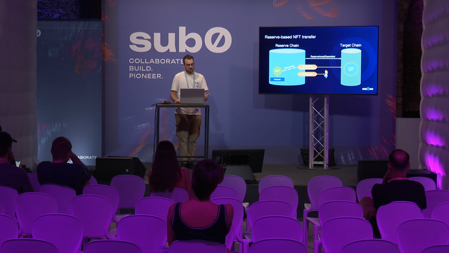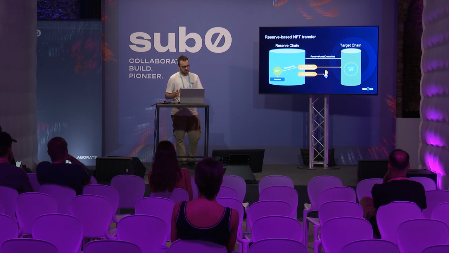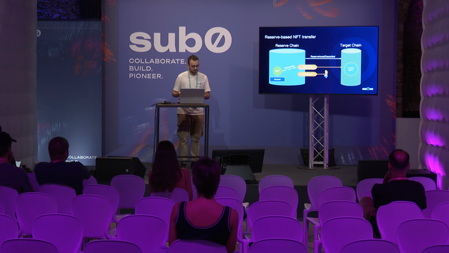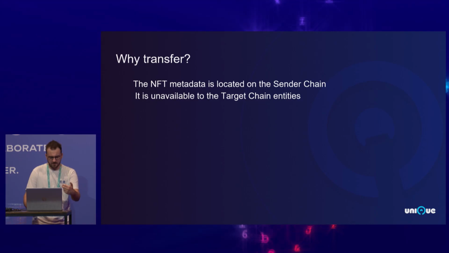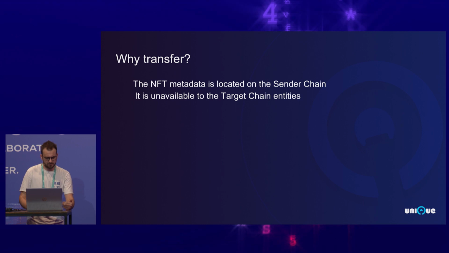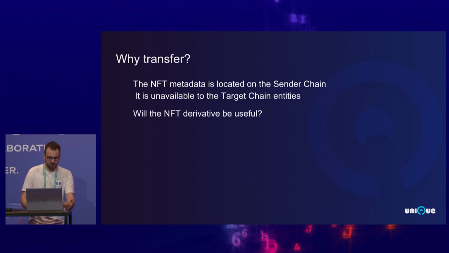You can think of it like that. The real NFT located on the reserve chain is a variable, and the derivative NFT located on the target chain is a pointer to this variable. Okay, but why transfer NFT then? The metadata is located on the originating chain and hence unavailable to the target chain entities such as smart contracts. Will the NFT derivative be useful?